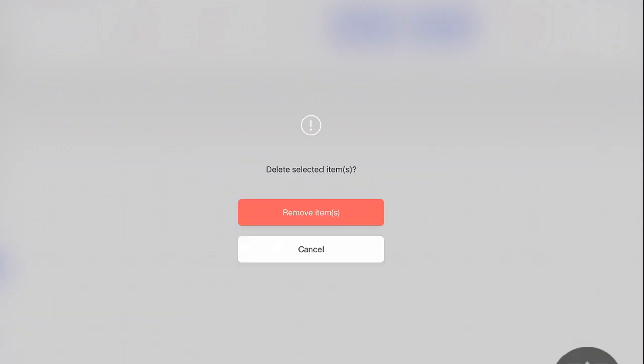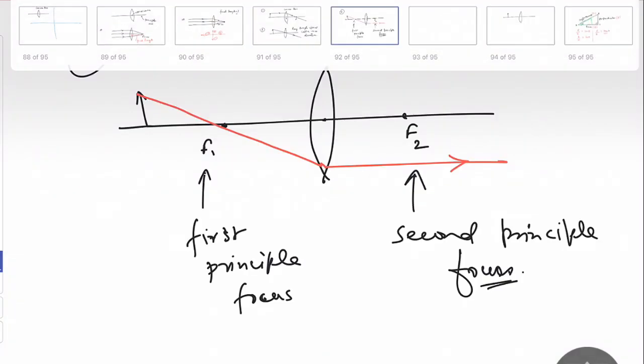And oops, sorry, just give me 1 second. I'll just delete 2 pages. Okay.